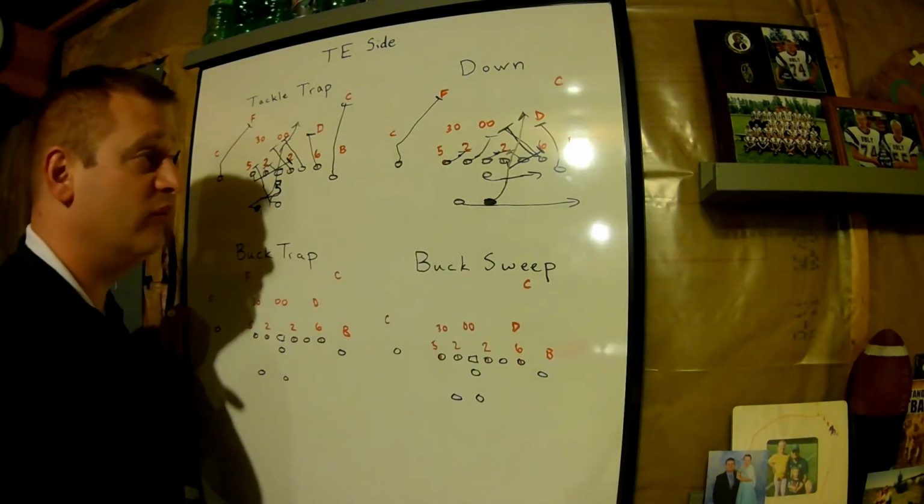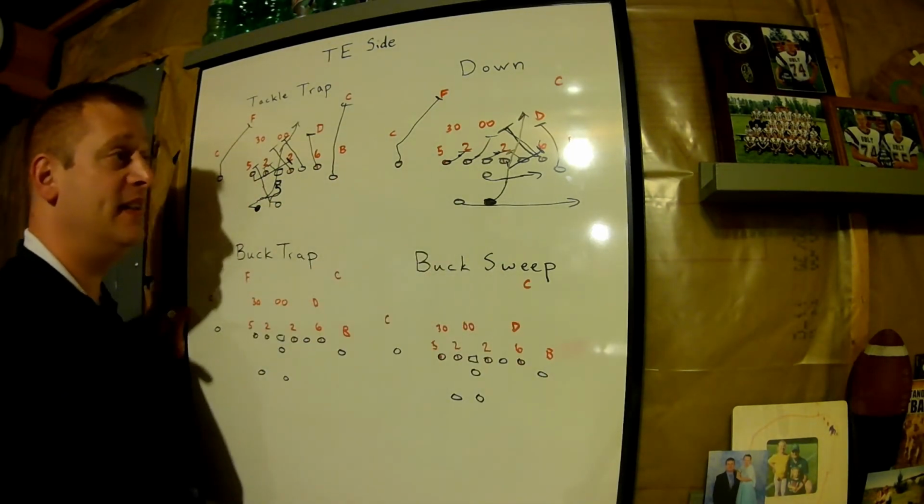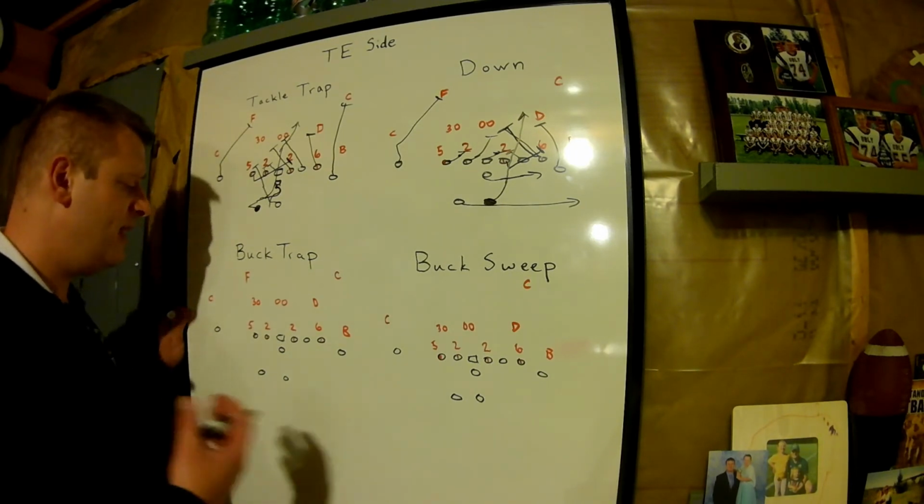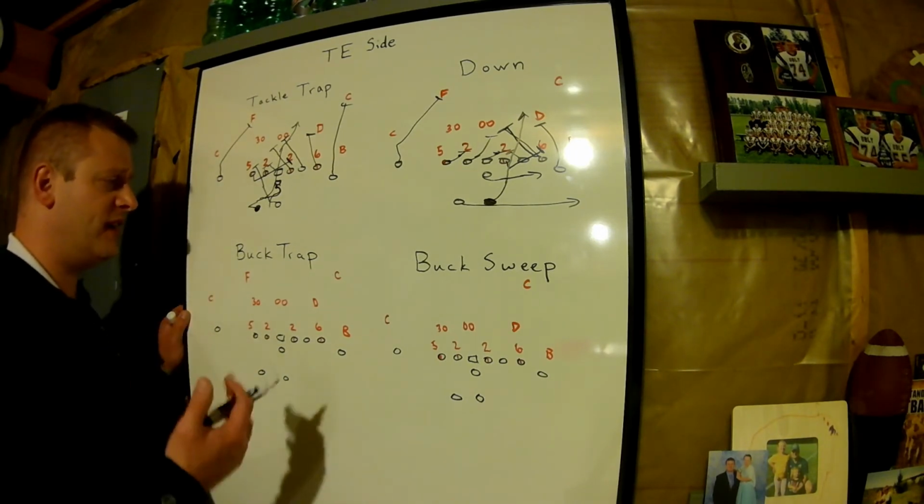Just it's a wing T thing, is to run some belly down to that tight end side. Something that I think would be solid. Obviously, trap off the Buck series.